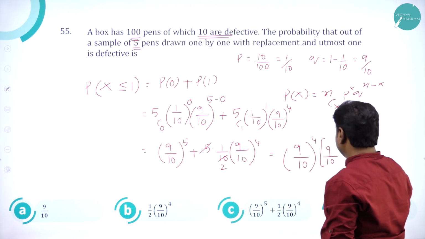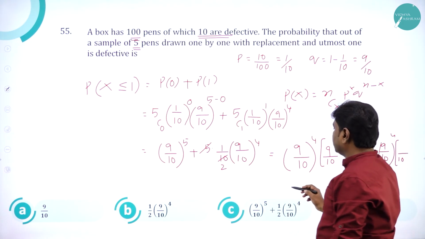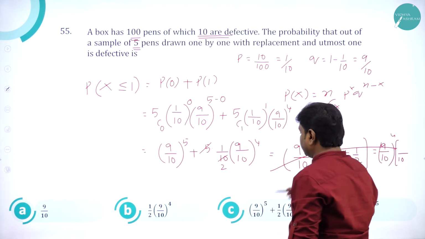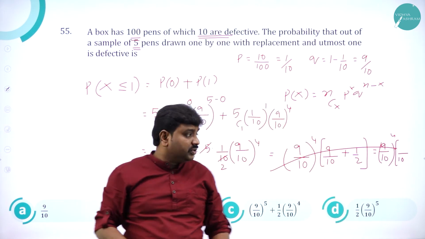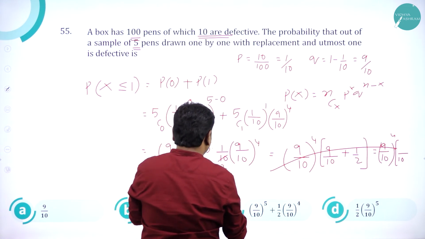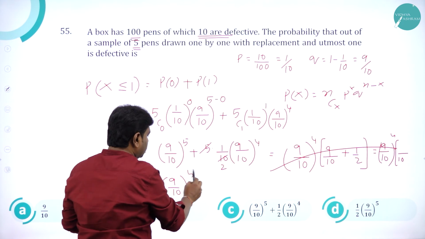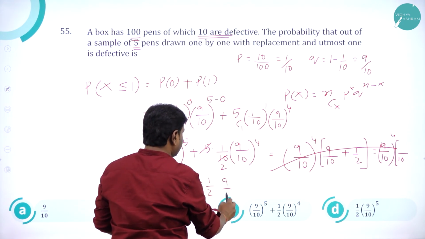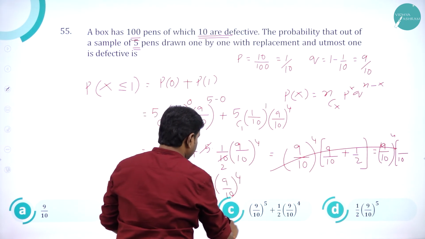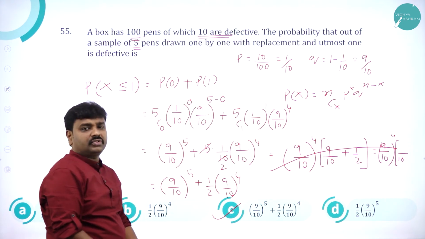So now simplify this. Okay, they have written it in the form of 9 by 10 power 5. Sorry, no need to simplify. I am wasting my time. That's why carefully observe. We have this answer: 9 by 10 power 5 plus half into 9 by 10 power 4. We got this. Here they have not reduced it further. 1 by 2 into 9 by 10 power 4 is there, so we can directly choose this. I tried simplifying, but when I observed the answers, they have given it in the standard form. So leave it.